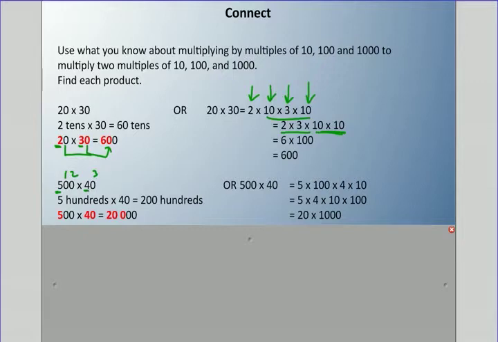Now the interesting thing about this one is that 5 times 4 is 20, but I gotta remember to add the 3 zeros. I counted 3 zeros. So the answer is really 20,000, okay? Or if you want to, again, break up these, 5 times 100 or times 4 times 10, we can do that as well.